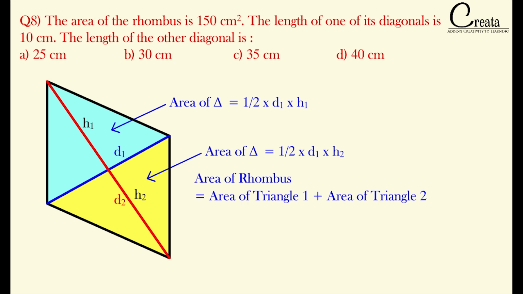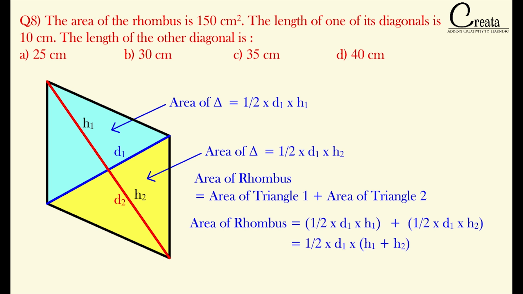On adding the area of both of these triangles, we got the area of this rhombus as half into d1 into h1 plus half into d1 into h2. Let's take half and d1 as common. We got the area of this rhombus is equal to half into d1 into (h1 plus h2). Here h1 plus h2 is the second diagonal, that is d2. So we got the area of the rhombus is equal to half into d1 into d2.